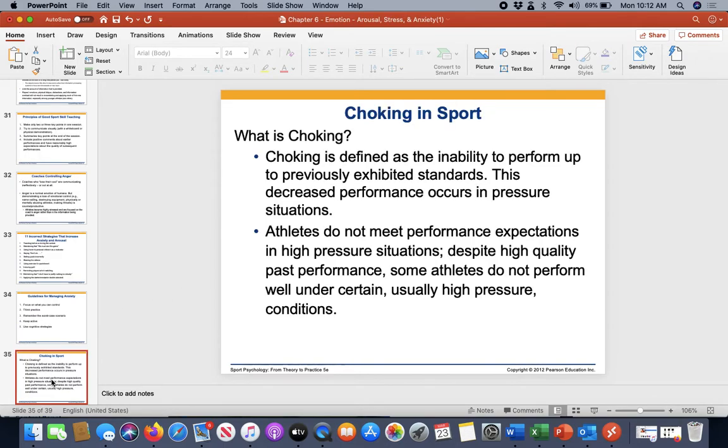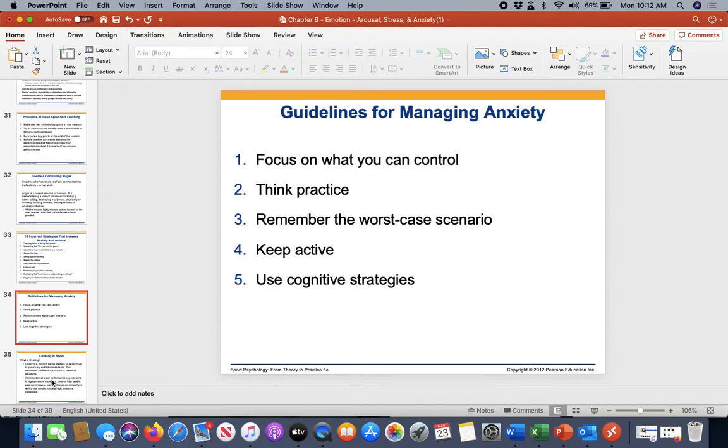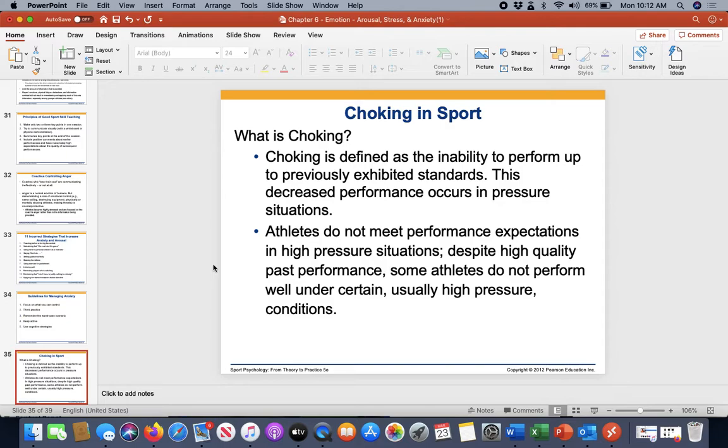Okay. So all of anxiety, arousal, stress, they can lead to choking, or what they say is an inability to perform up to previously exhibited standards. If you all know who Alex Rodriguez is, he was probably one of the best hitters that baseball's ever seen, regardless of whether he took steroids or not. But he was the perfect example of choking. He played very well during his seasons, and then when it got to the playoffs, he played really badly. He choked in the moments that he should have been the go-to. Okay? Now, there are some reasons why, especially with high-pressure situations, that players just can't hack it.